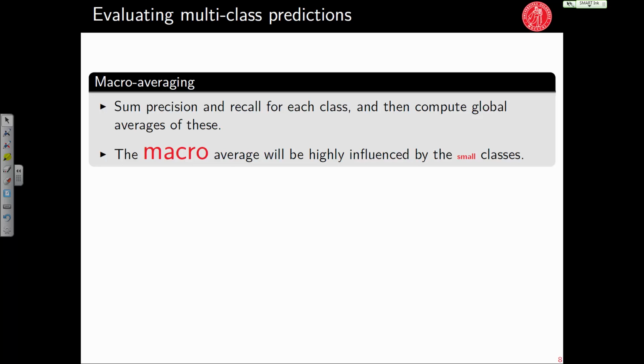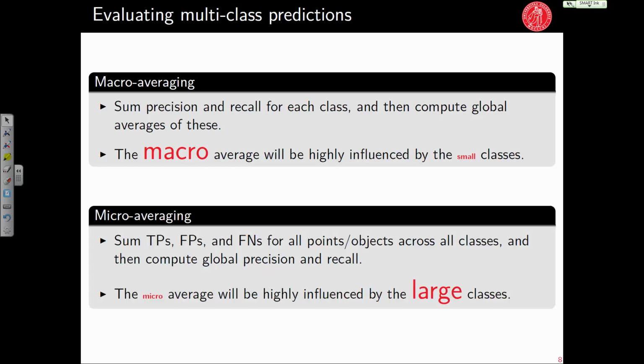Again, the situation will be that you won't have equally distributed classes, so they won't be of the same size. Some classes will be small, others will be large, and all of them contribute equally to the total average. So the smaller classes will have a higher influence in that sense. So you could then do micro averaging if you don't want that effect.